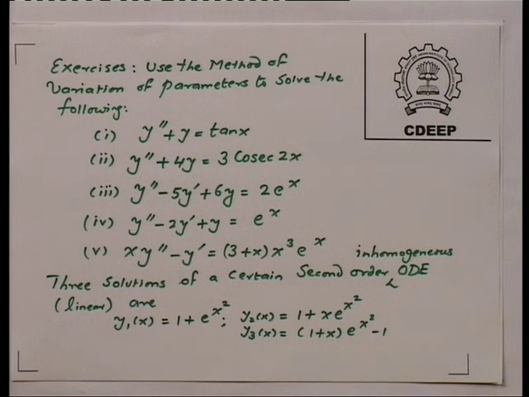Three solutions of a second order inhomogeneous ODE are given, and you have to find the general solution. Three solutions are given to you. The difference of any two of them is the solution of the homogeneous equation. Yeah, the students will like the method of variation of parameters. It's very important because it also gives you certain representation formulas for solutions.